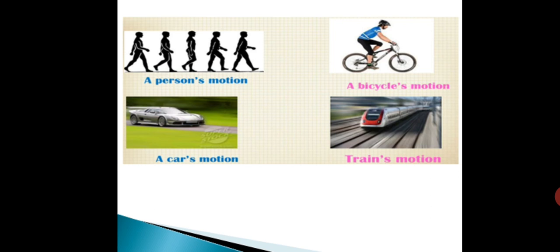Right? In the second picture, a cyclist is moving, so I have written a bicycle's motion. In the third picture, a car is moving, where I have written a car's motion. And in the fourth picture, a train is moving, that is a train's motion. So you can see that in all these four pictures, something is moving, and when things are moving, we use the word in science, that is motion.